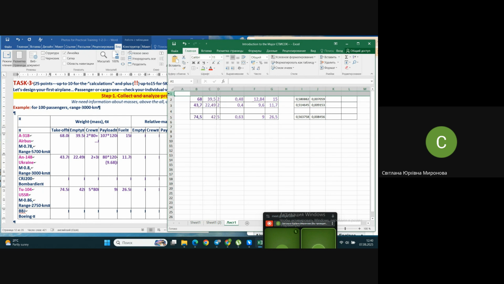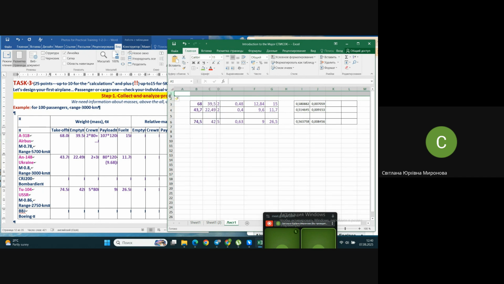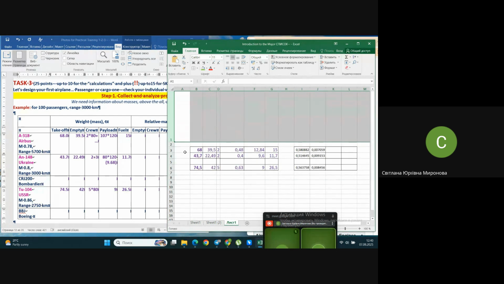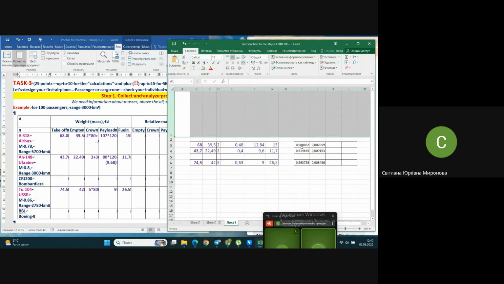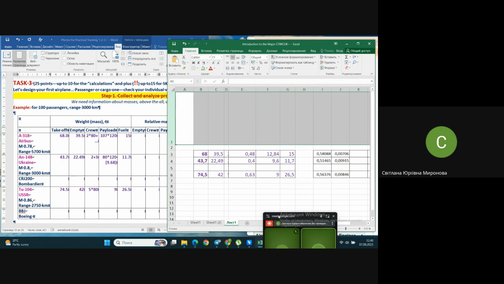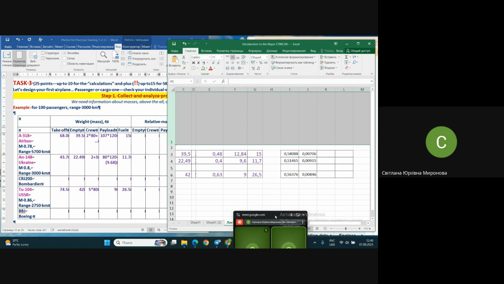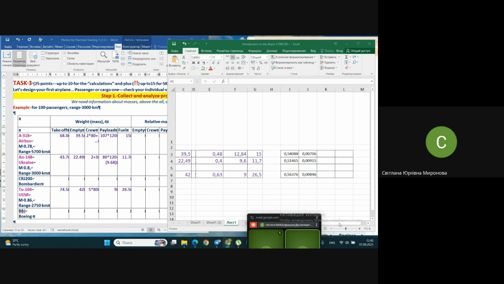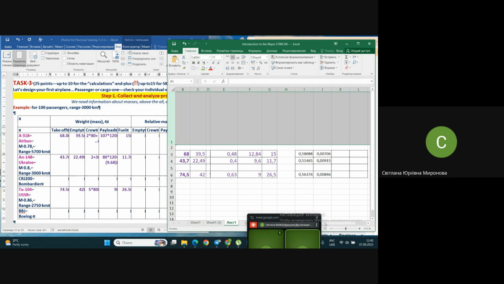So, let's move it down, for closer correspondence, let's say, to what we do. I hope anyway you understand what it is. It's convenient, of course, not to have this window permanently interrupting. Sorry. Next, what is next? The weight of payload, relative weight of payload.